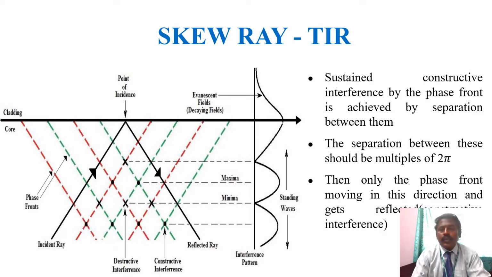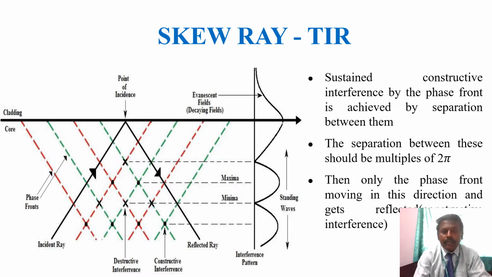So this is a skew ray total internal reflection diagram. Now look at this diagram. The signal gets reflected back at the core-cladding point, where we can say the point of incidence. Then after crossing the point in the core-cladding interface, it gets reflected. So the entire light ray gets reflected back to the core, the entire reflected ray. Where the reflected ray and the incident ray meet, we can have the phase front.